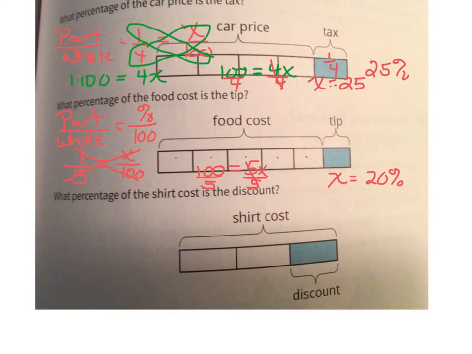What percent of the shirt cost is the discount? Well, let's see, the shirt cost has been divided into 1, 2, 3 equal sections, and the discount is 1 of those thirds, equals x over 100. Again, cross multiplying, 1 times 100 is 100, equals 3x. Divide by that 3. That's 33.3 repeating percent.